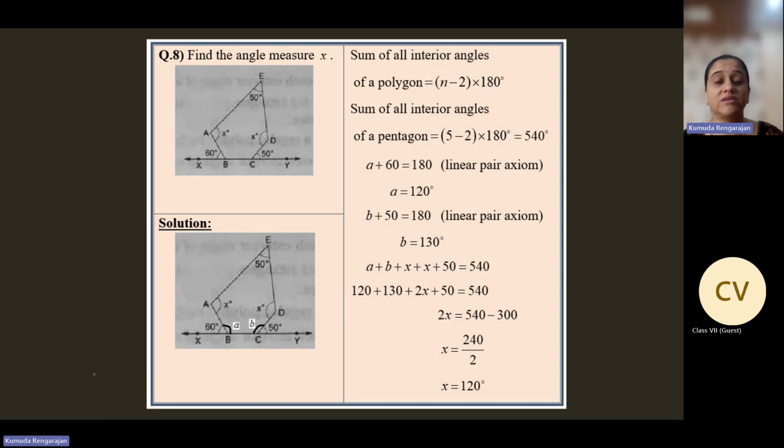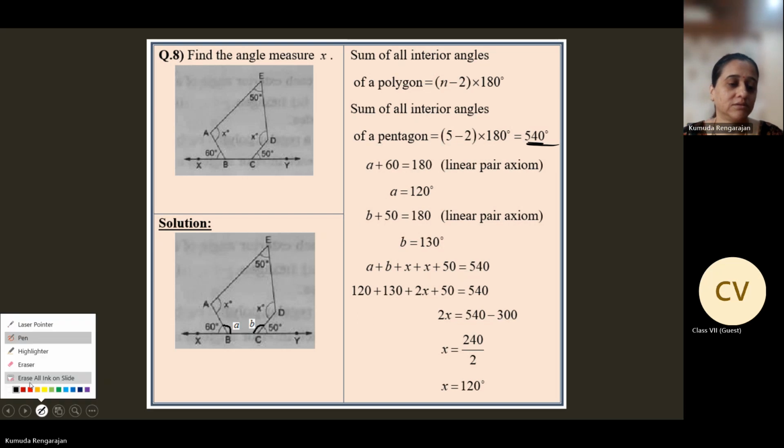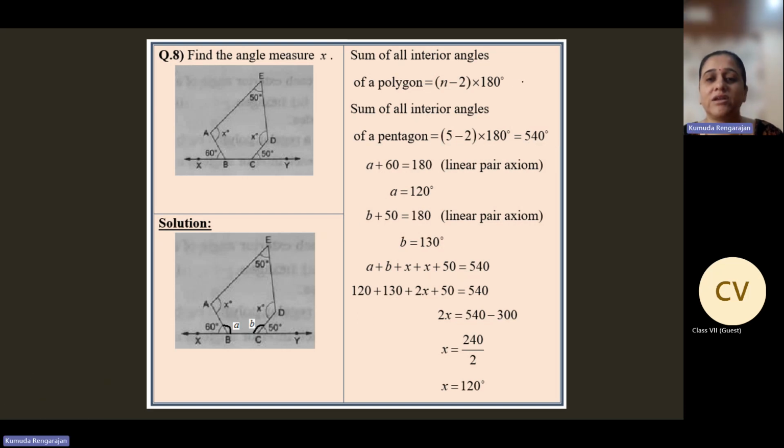So you need to first find the sum of all the 5 interior angles of the pentagon. So it's 540. Any pentagon, even if it's a regular pentagon, the sum will be 540. In the case of a regular pentagon, because the total is 540 degrees, each angle will be 540 by 5, which is 108 degrees.